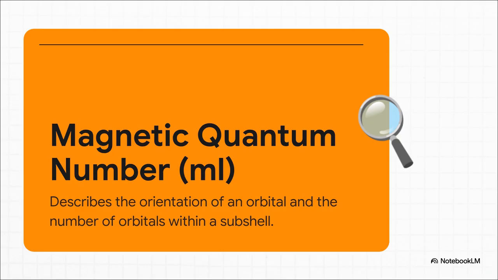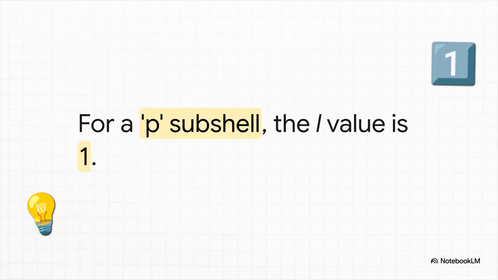M sub L nails down that exact orientation. It's the specific room in the house. So let's run through a quick example to see how this works. Let's take a p orbital. We already know from before that its house type is defined by an L value of 1.